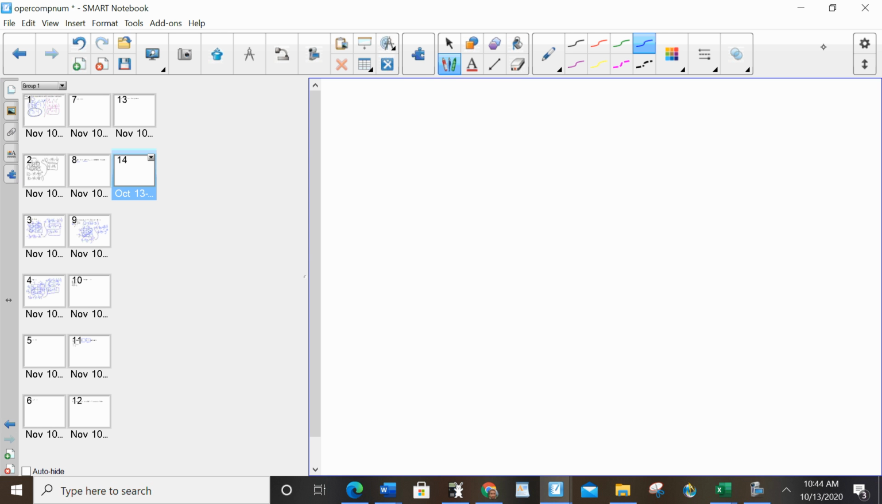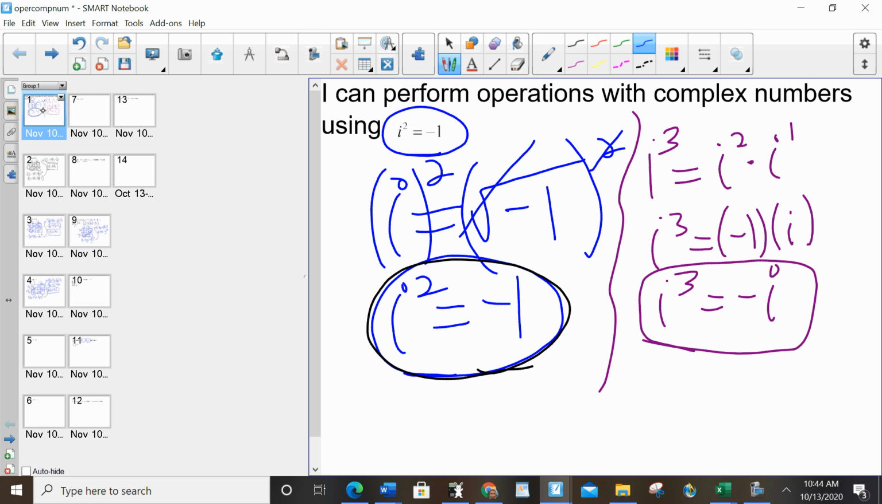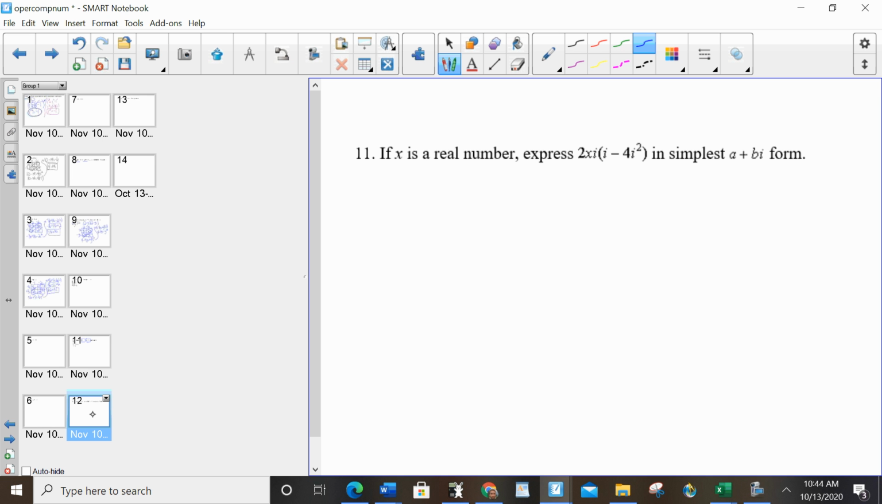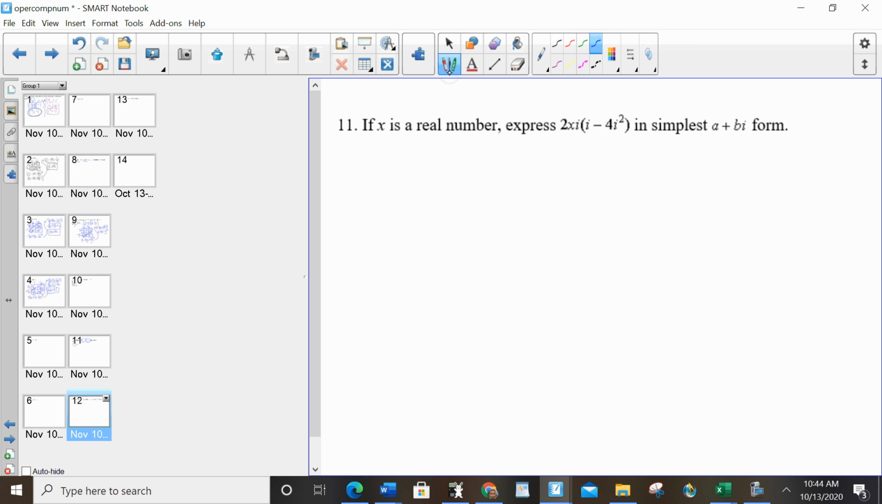So again, to perform operations with complex numbers, I'm going to do the same thing I've been doing all year. I'm just going to replace my i squared with negative 1. If you ever end up with an i cubed, that becomes negative i. Should I go over one of those quick? I guess we can go over this one right now. Let's go over number 11, and then after that, I'll let you off on your own.